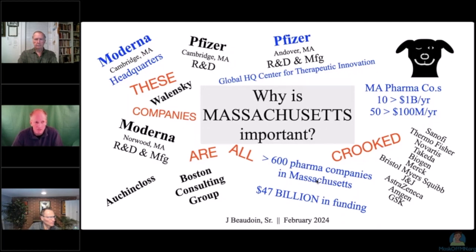The Boston Consulting Group. Walensky's from Massachusetts. We have Sanofi, Thermo Fisher, Novartis, Takeda, Biogen, Merck, Bristol Myers Squibb, Johnson & Johnson, AstraZeneca, Amgen, and GlaxoSmithKline. And if you read the red, these companies are all crooked. Now there's a guy in the left lower corner there, Jake Auchincloss. Is it Jake Auchincloss or Hugh Auchincloss? Well, it could be either, because Jake Auchincloss is my representative in the House of Representatives in Washington, D.C. And his father, Hugh Auchincloss, worked for Fauci for 20 years as the #2 man of NIAID. So when I say Massachusetts is responsible for all this, it is. And New York and New Jersey.